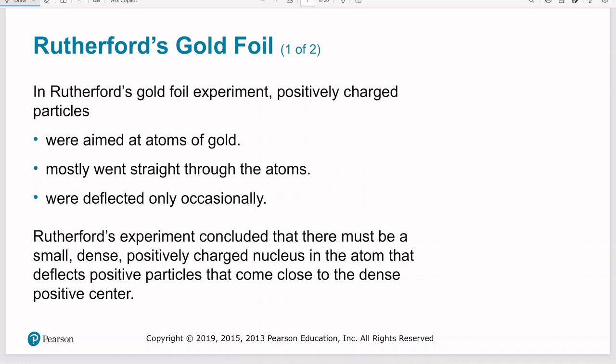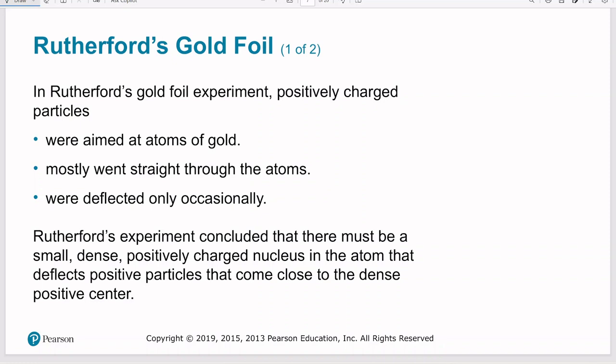Another chemist, Rutherford, came along who wanted to expand upon Thomson's model. He actually tried to prove Thomson's model by developing a gold foil experiment. He used positively charged alpha particles, which were essentially a helium nucleus, and he aimed those alpha particles at a gold sheet. He expected all of the particles to just travel straight through if the plum pudding model was accurate.